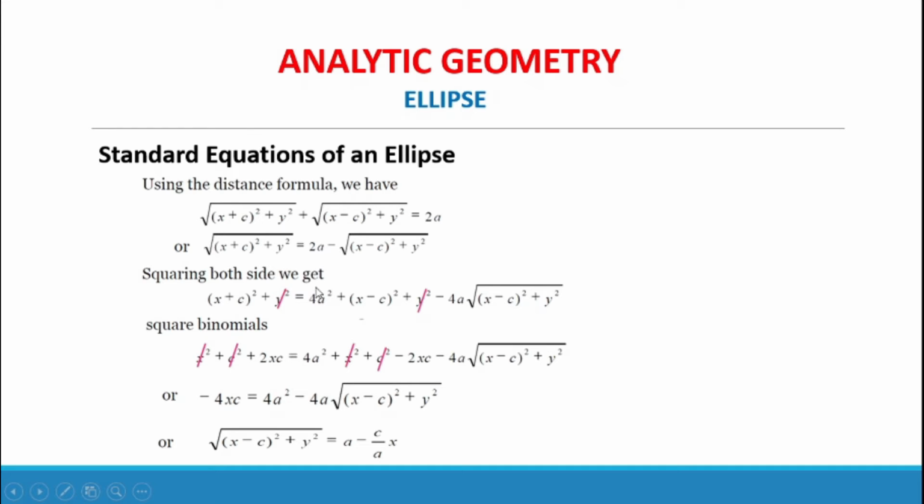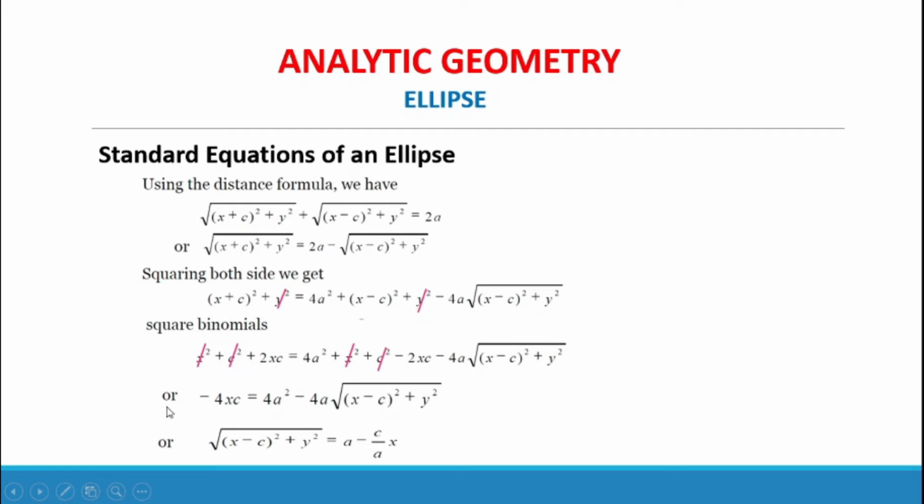Squaring both sides, we get (x plus c) squared plus y squared is equal to 4a squared plus (x minus c) squared plus y squared minus 4a times the square root of (x minus c) squared plus y squared. Cancel out y squared and expand the squares of binomials. So x squared plus c squared plus 2xc is equal to 4a squared plus x squared plus c squared minus 2xc minus 4a times the square root of (x minus c) squared plus y squared.